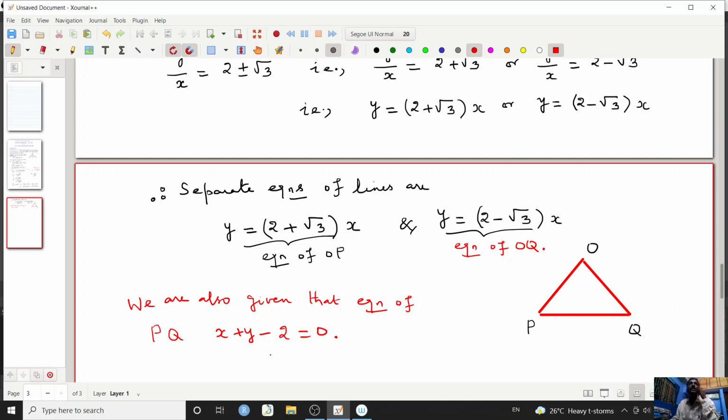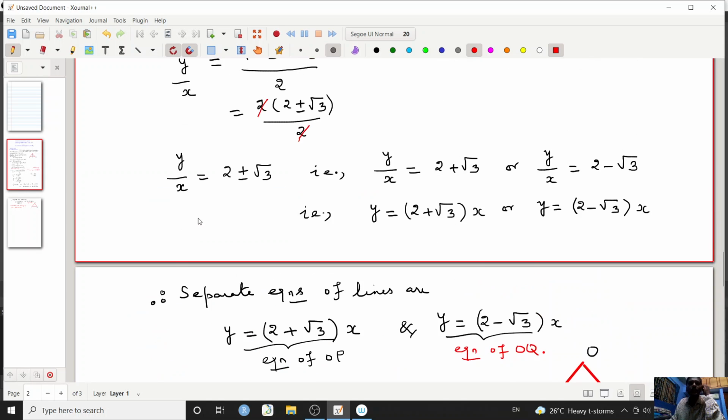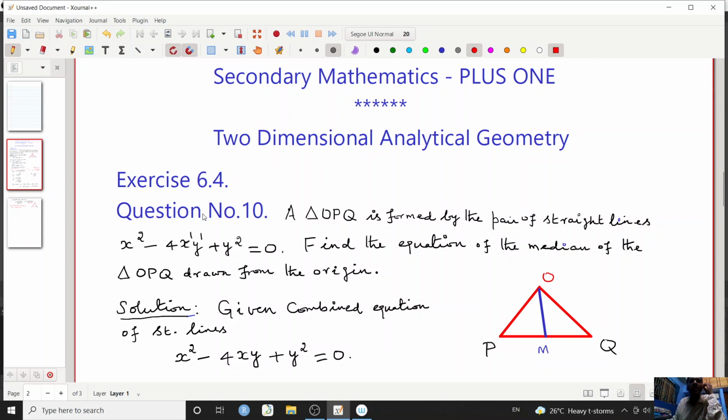When you look at the question, you can see that the equation of PQ is given to be x + y - 2 = 0. Of course, I have not written it here. It is given here: the equation of PQ is x + y - 2 = 0. This is given in the problem itself.